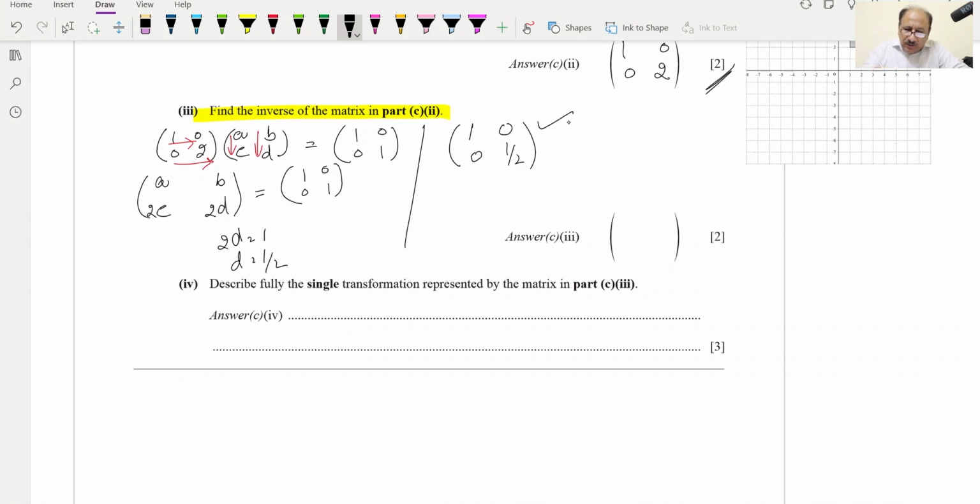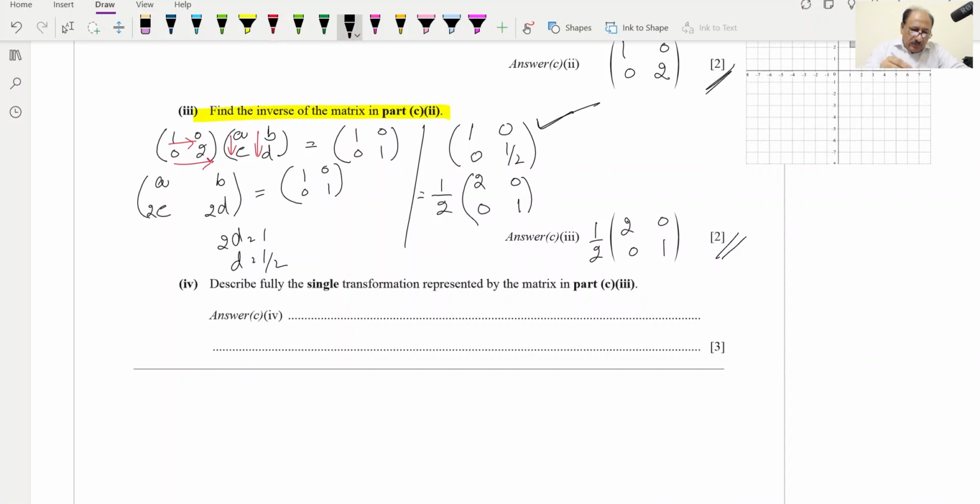Or this matrix can be the answer, or what we can do, we can take 1 by 2 common, and inside the matrix we can write 2, because if you multiply 1 by 2 with 2, you will get 1, and 0 here, and 1 here. So if you multiply this 1 by 2 with the inner side of the matrix, you will get the same matrix. Hopefully you understood this, and we can write the answer like this. This is a 2 mark question.